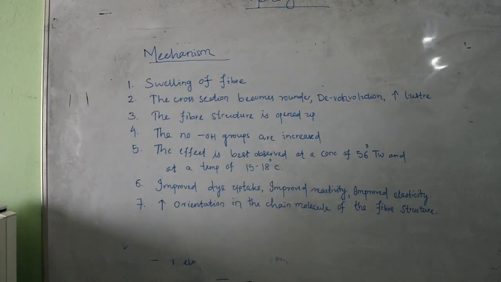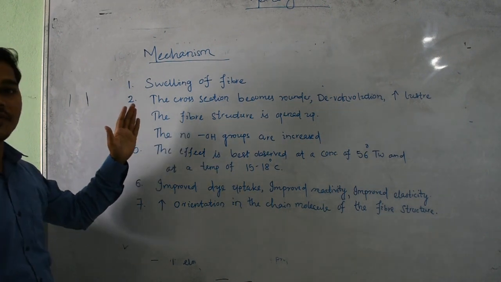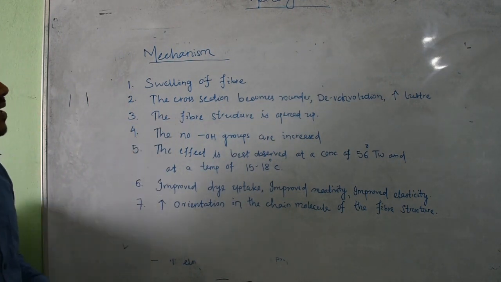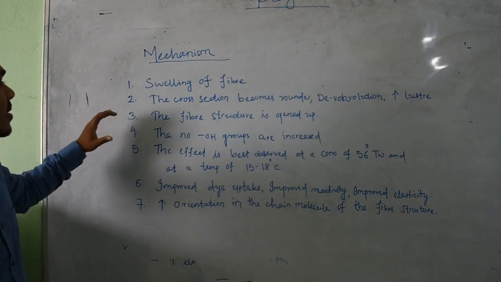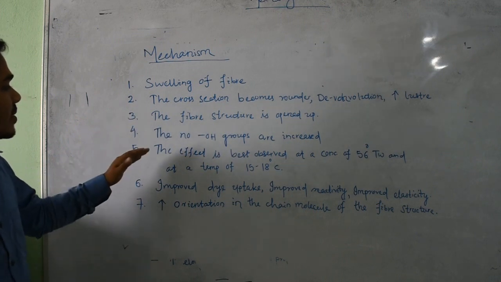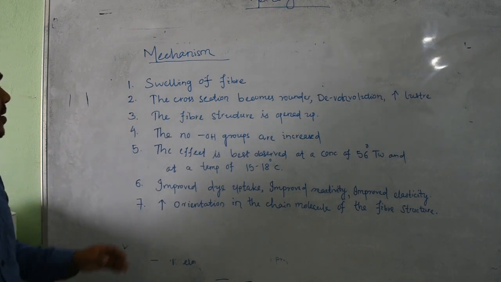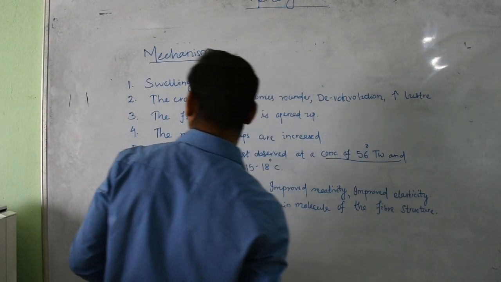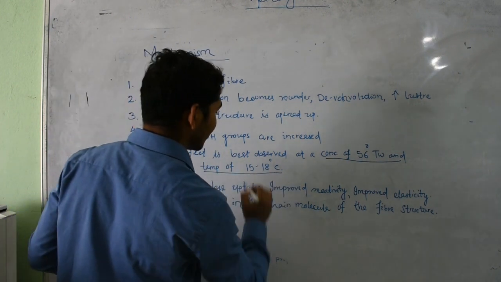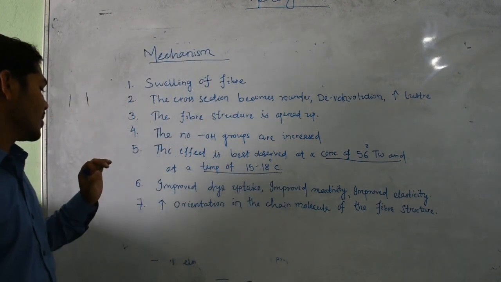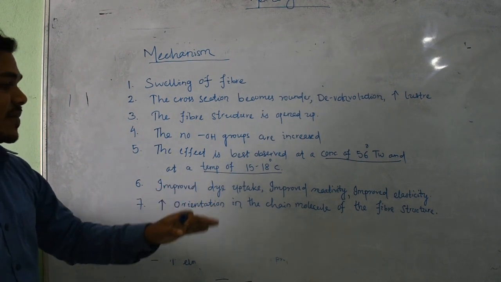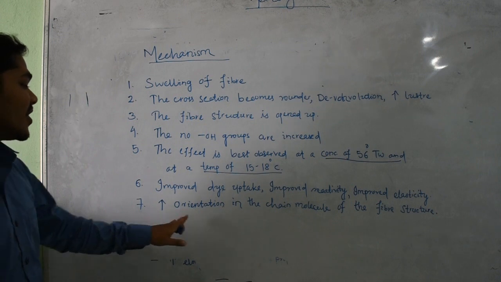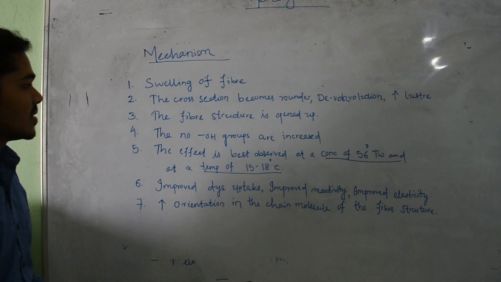What are the major changes that actually takes place is, first is swelling of the fiber, second is the cross section becomes rounder, deconvolution takes place, and there is increase in luster. The fiber structure is opened up, the number of hydroxyl groups are increased. The effect is best observed at a concentration of 56 degree total and at a temperature of 15 to 18 degree centigrade. Besides this, improved dye uptake, improved reactivity and improved elasticity is also observed. One of the major changes that takes place is orientation in the chain molecule of the fiber structure.